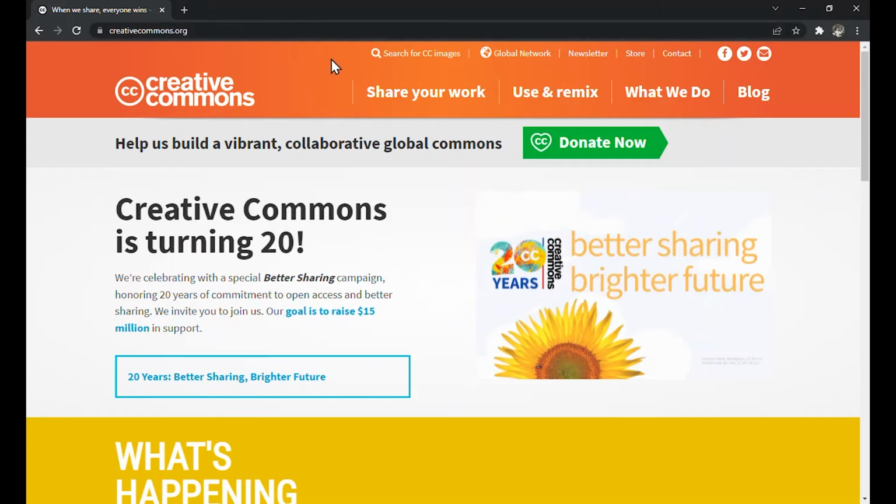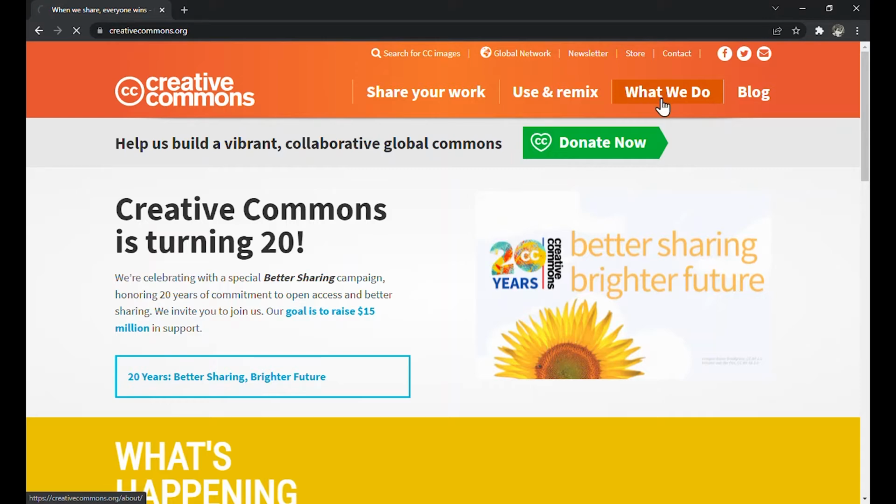There's a search for images with the little magnifying glass icon up at the top of this page, kind of in the middle. We will look at that in a minute, but first we're going to look at where you can get all the information about Creative Commons and its licenses. We're going to navigate to where it says What We Do in the orange menu at the top towards the right side and click on that.